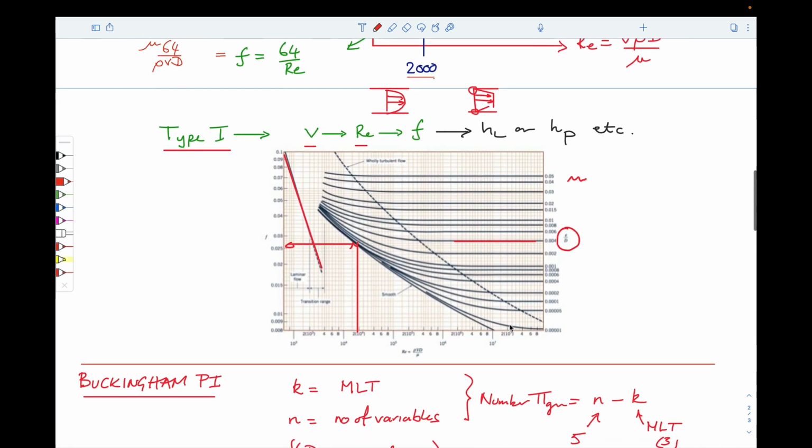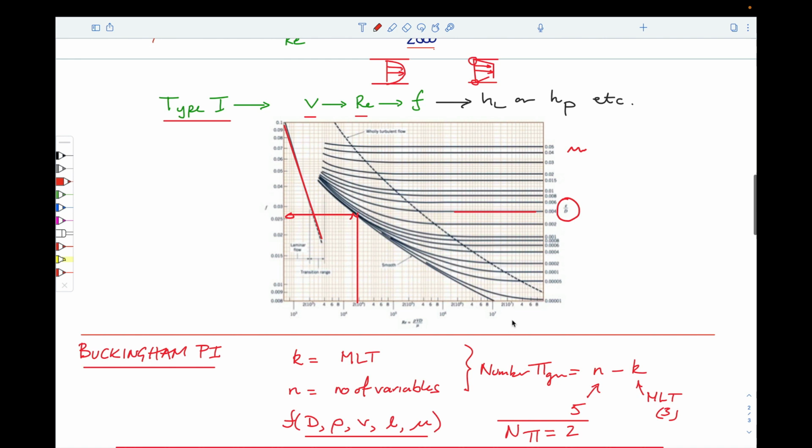If you need to use Moody charts, we can define a number of types of solutions for the problems. So if you're given a velocity in the pipe, that makes life easy because it defines an absolute Reynolds number. A Reynolds number defines an absolute magnitude of the friction factor, within the laminar regime. If you know what the Reynolds number is, you know immediately what this friction factor is.